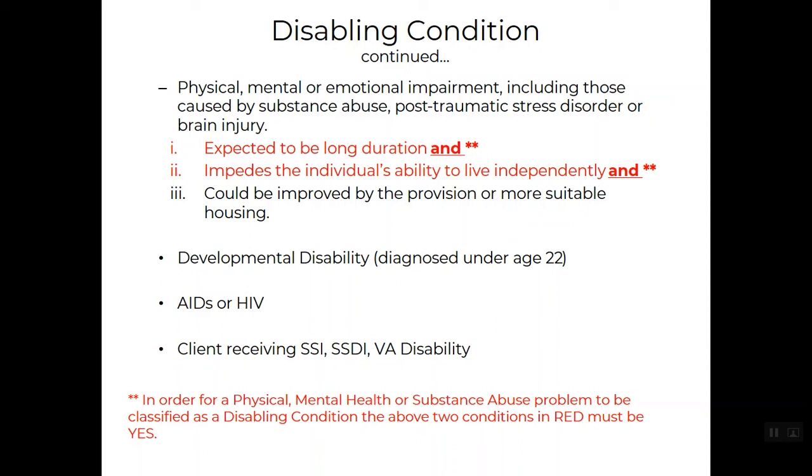Those two qualifiers do not apply to a developmental disability diagnosed under age 22, HIV/AIDS, or if they're already receiving SSI, SSDI, or VA disability. Again, in order for a disabling condition to be yes in HMIS, for somebody who has a physical, mental health, or substance abuse problem, they must also have yeses to expected to be of long duration and impedes the ability to live independently.